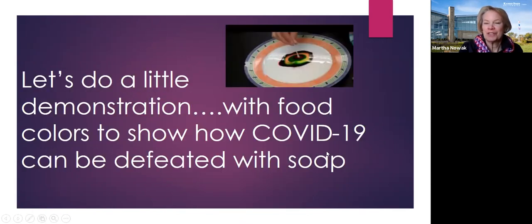Let's do a little demonstration. So I'm going to stop the share of the screen, and I'm going to change the background so you're actually at my house because I'm working remotely. And I'll show you a cute little demonstration with food coloring that I think really drives home the reason why soap is able to defeat COVID-19.